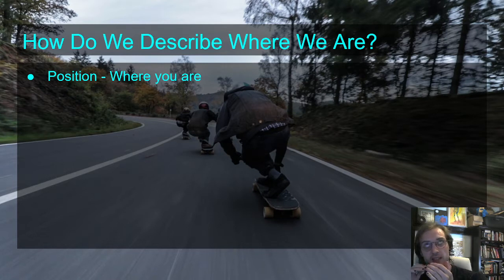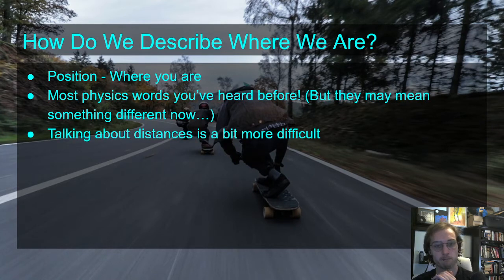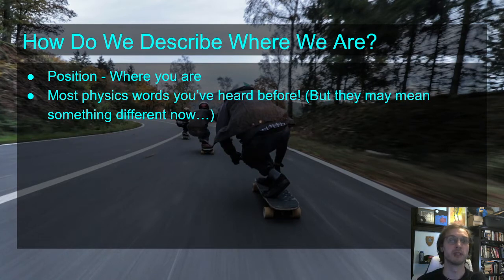Position is where you are. If you look at an object and you're like, oh, it's over there, that'll be its position. The only thing that's a little weird about it is that position always has to be relative to something else. So when you're describing something's position, you always have to give a reference point. For most physics problems, that reference point is implied, but you do get to pick where it is for the most part, especially when you're setting up your equations in your math.